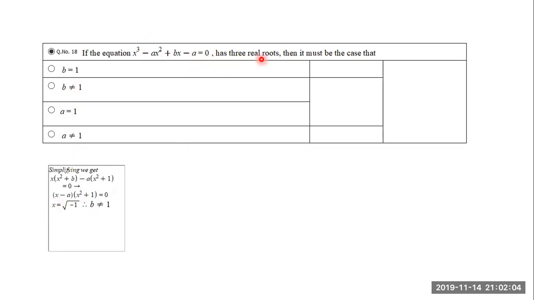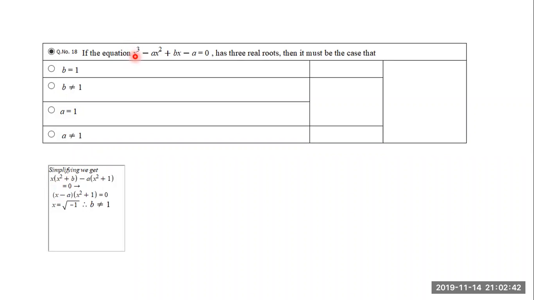We are simplifying this. x into x squared plus b, minus a into x squared plus 1. Clear? Okay. You get it? I'm simplifying it. Then what happens? This is x minus a into x squared plus b. If b is equal to 1, right? So I can get a solution for this. If b is equal to 1, this will be nothing but x minus a into x squared plus 1. Am I correct? You got it?